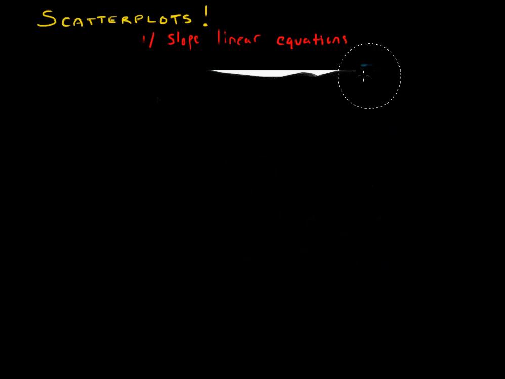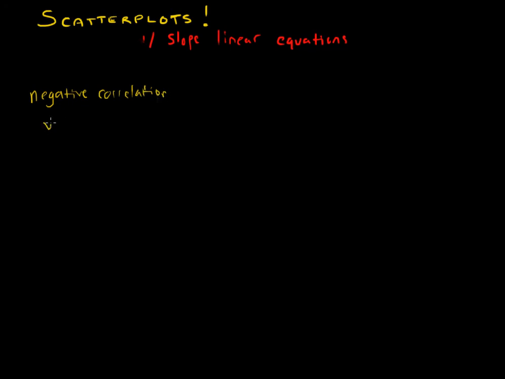All right, so negative correlation. There are negative correlations as well, and this is basically if variable 1 is going up, it's increasing, then variable 2 is going down. They do the exact opposite. If variable 1 goes down, then variable 2 goes up.